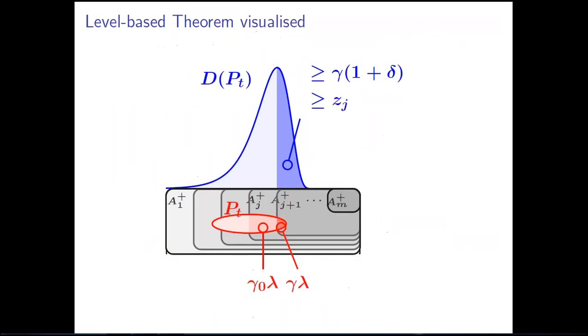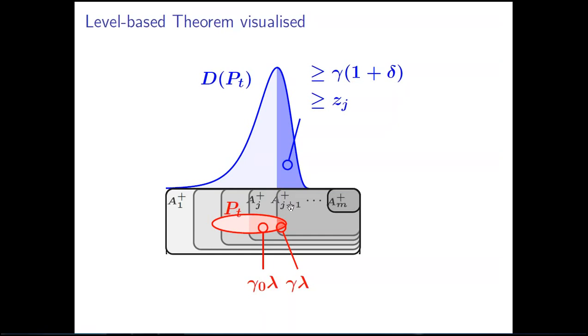Okay, so let's just explain this a little bit differently with a figure. So again, we have our search space, which is partitioned into these levels. We have our current population at time t, which is distributed on this level. So we assume that we have gamma naught lambda individuals at level j or higher, and we have less than gamma lambda individuals at the level above.